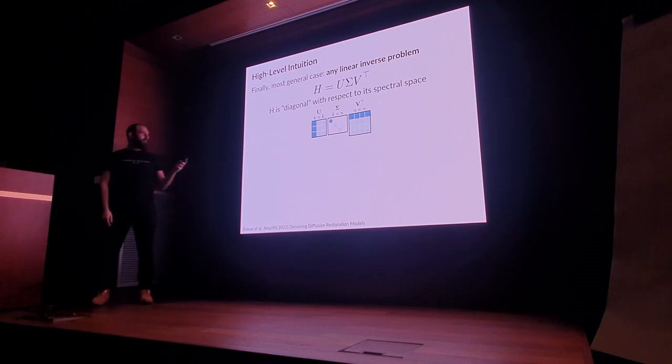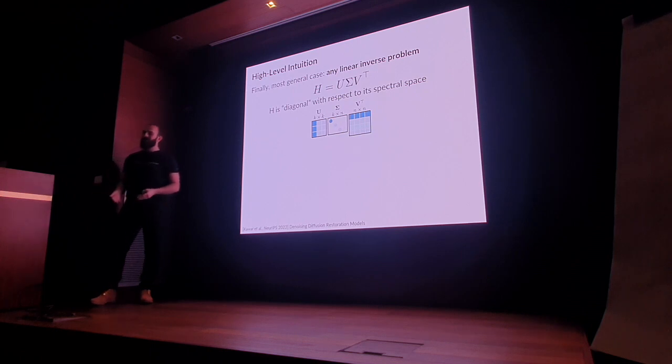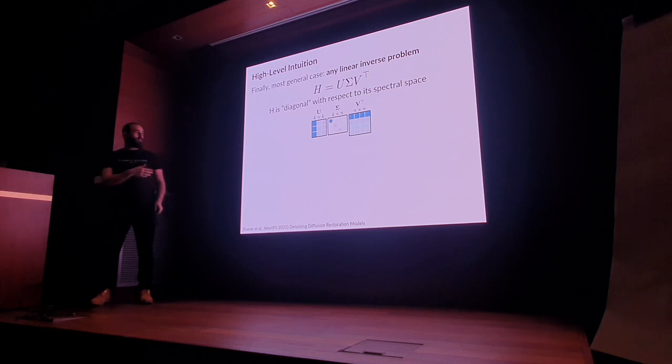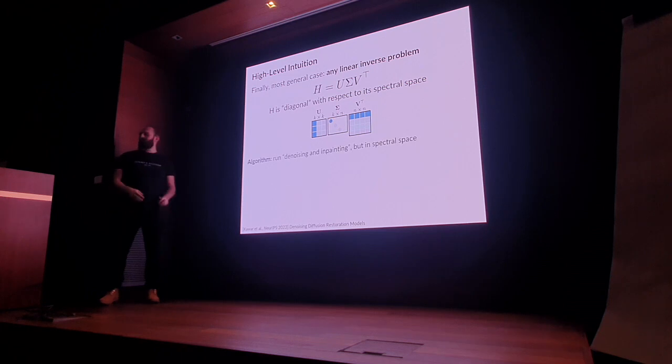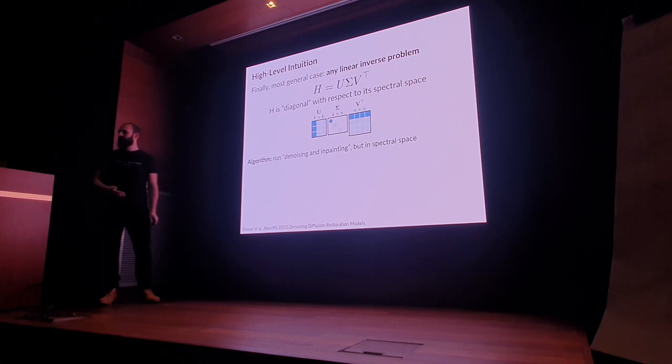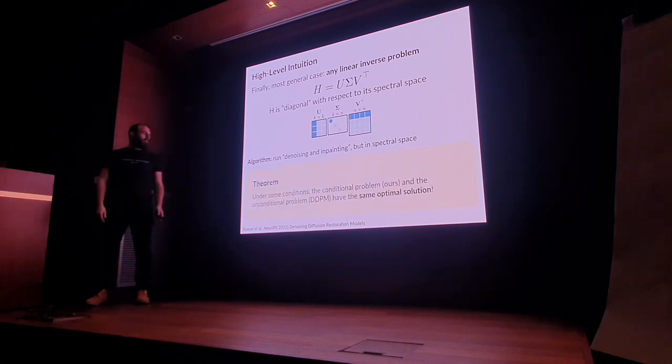Exactly. So what we're going to do is take our images X, which H operates on, and transform them by V transpose. We're going to take our observation Y, which is the output of this H, and transform it by U. And that way the relationship between our observation and our image returns to be diagonal. And in that case, we can still run our denoising and inpainting algorithm, but only in the spectral space of this matrix.